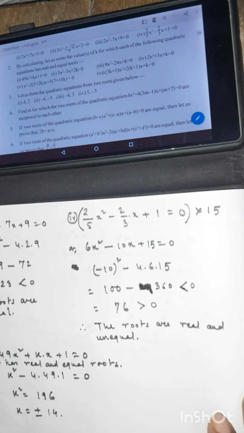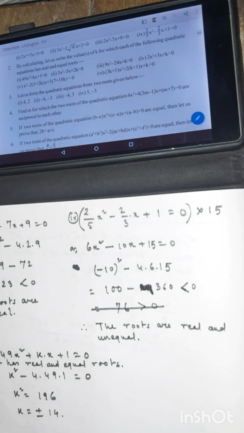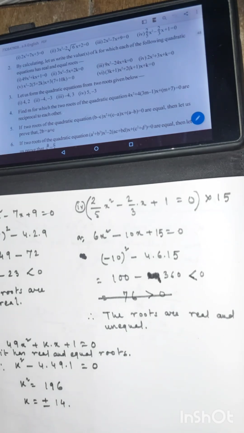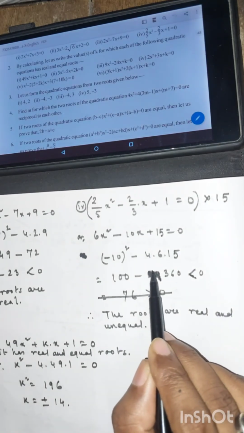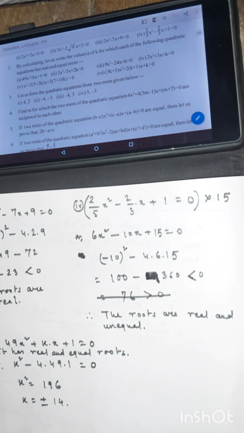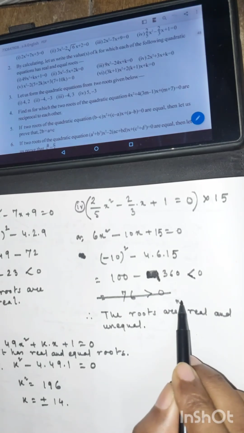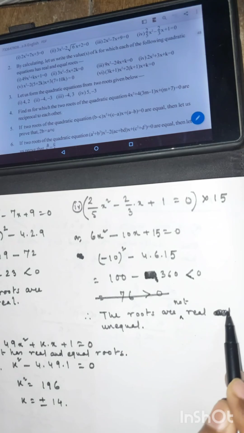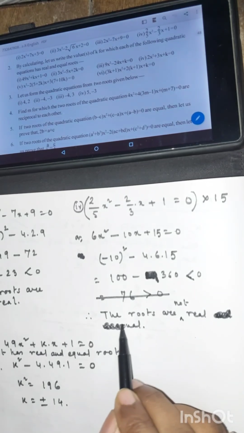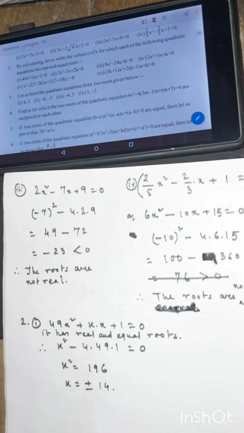So this part is not correct. Very sorry friends for my mistake. Therefore the roots are not real. Okay, now Roman 1 of 2, it is correct. Now let us proceed to Roman 2.